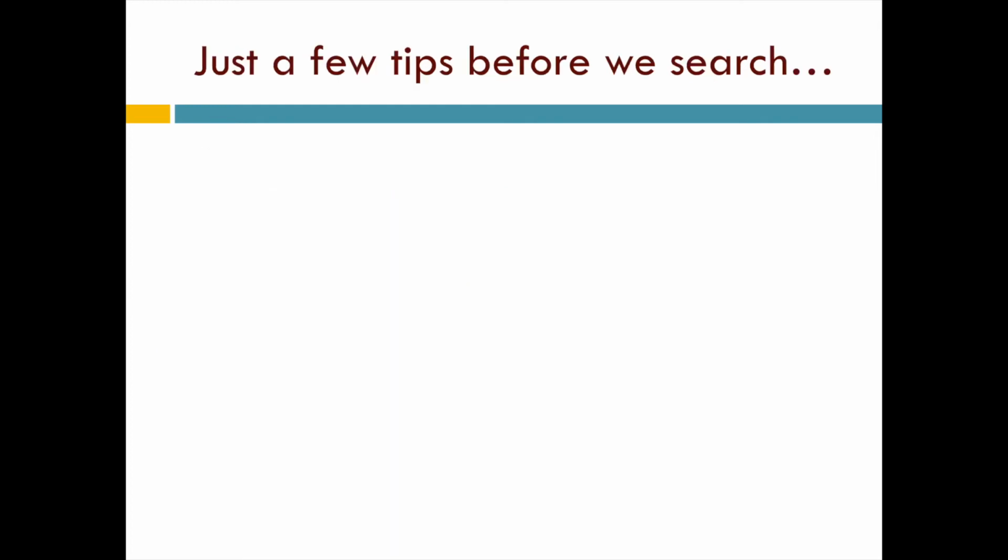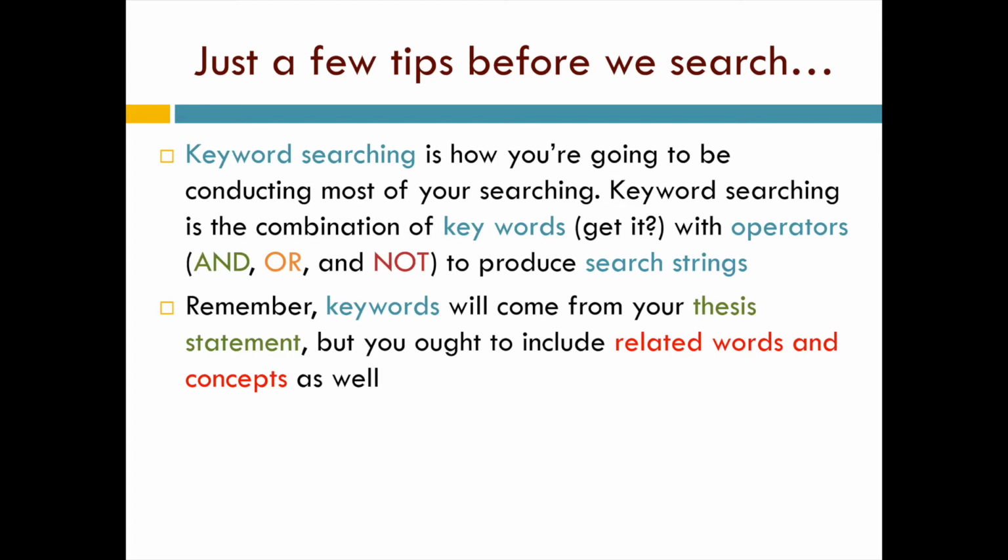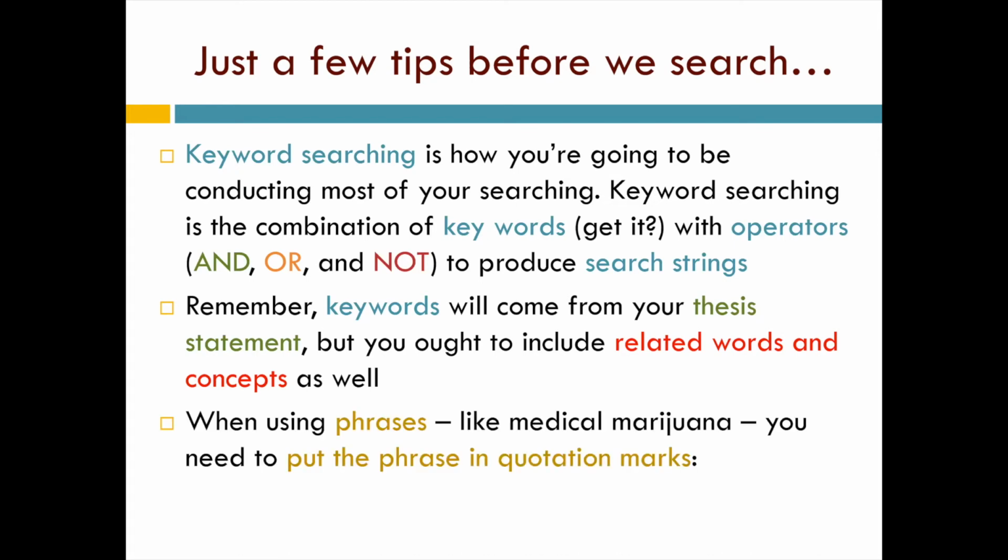Just a few tips before we search. Keyword searching is how you're going to be conducting most of your searching. Keyword searches are the combination of keywords and the operators and, or, not, and you put these together to produce search strings. Remember, keywords will come from your thesis statement, but you ought to include related words and concepts as well. When using phrases like medical marijuana, you need to put the phrase in quotation marks, so the database will search the two words together.